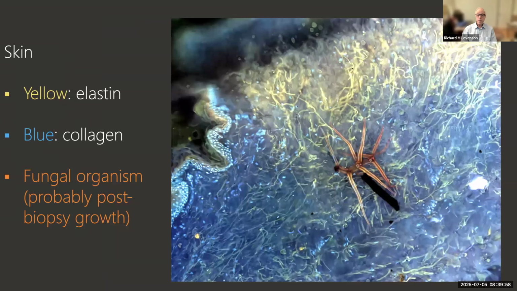Piece of skin. The yellow stuff is elastin, the blue stuff is collagen, and that thing in the middle, we haven't pursued this. This was a chance finding, but that's a fungal organism that probably grew in the specimen after acquisition. But it shows you what we can see is really quite informative, and I'm sure that's easier to identify than a simple 5-micron slice through a little bit of that structure in the middle.